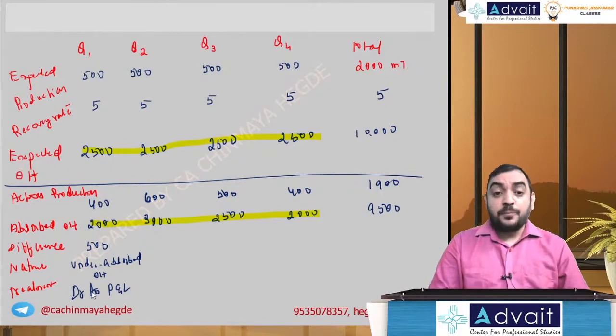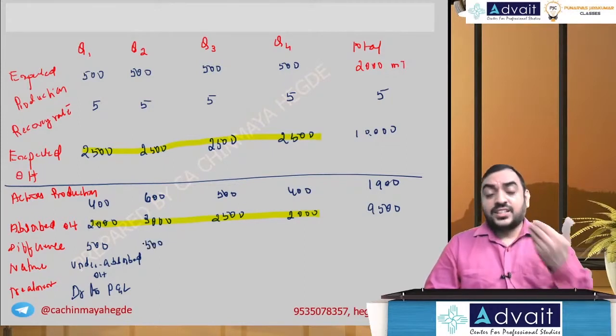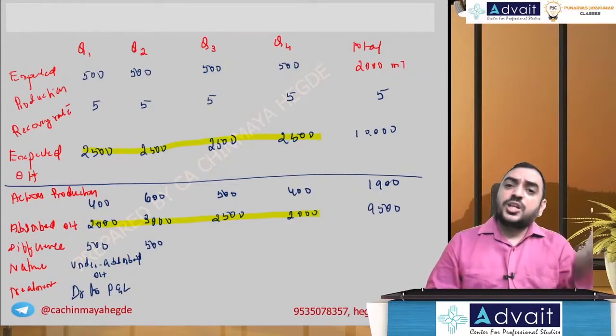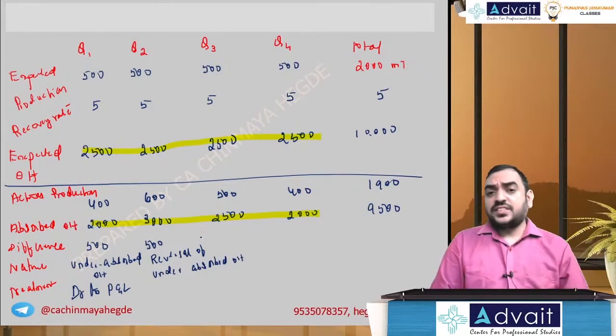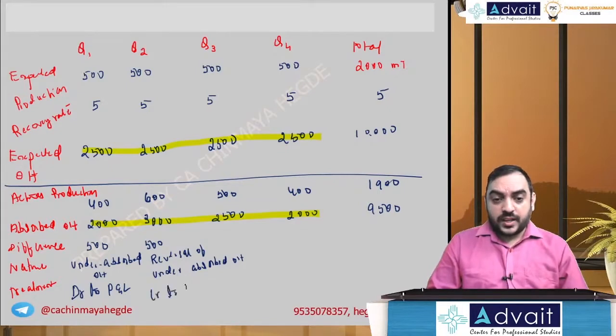Next, second quarter, you understand, 2,500 is expected overheads, but absorbed overhead is 3,000, which means you recovered more. So 500 extra you recovered. So you can't say over absorbed. I will say reversal of under absorbed overheads. Anyway, treatment is same, but we will say reversal of under absorbed overheads, because previously we have recognized 500 under absorbed overheads. Now reversal, you recognize more and it will be credit to P&L.